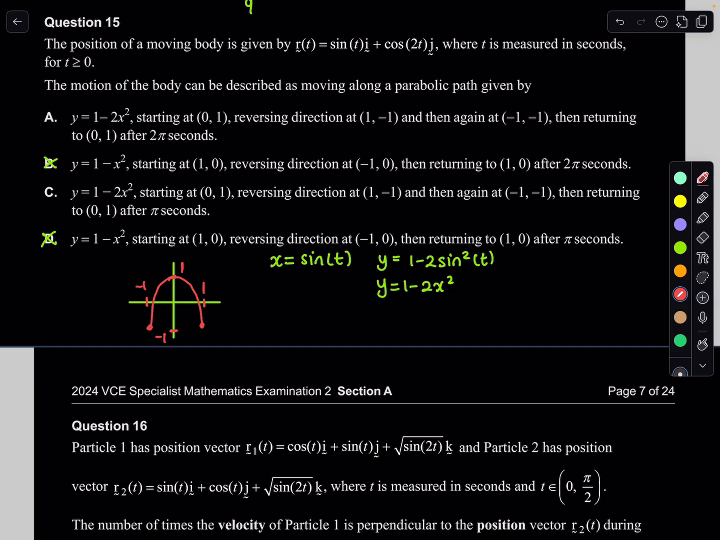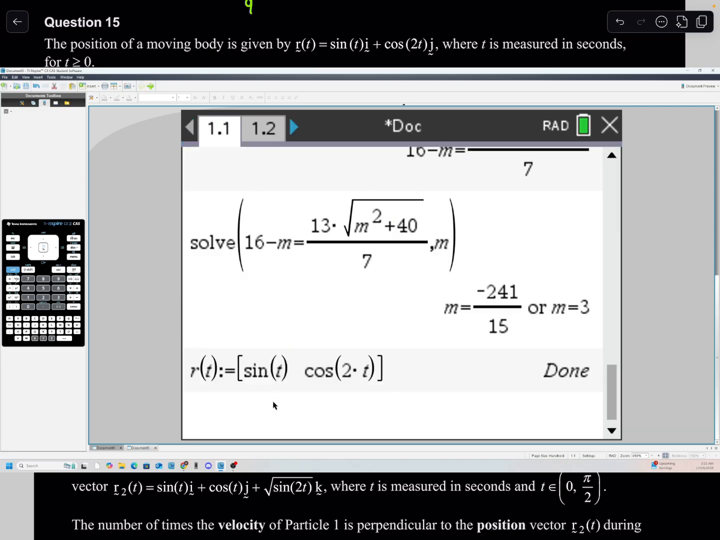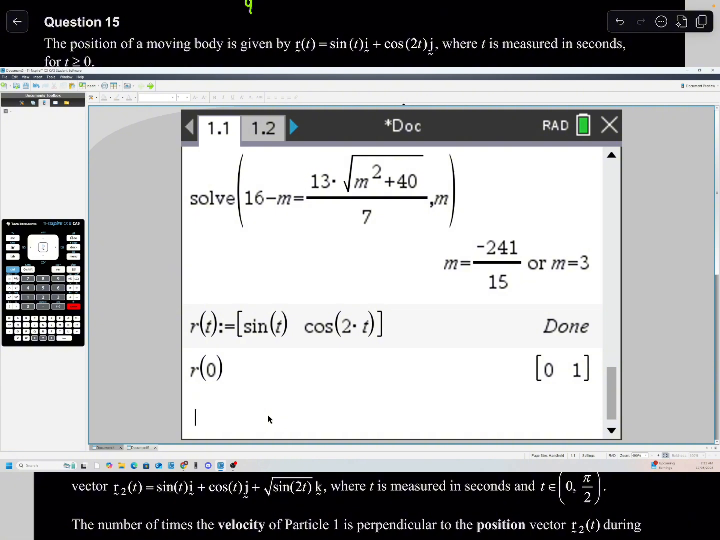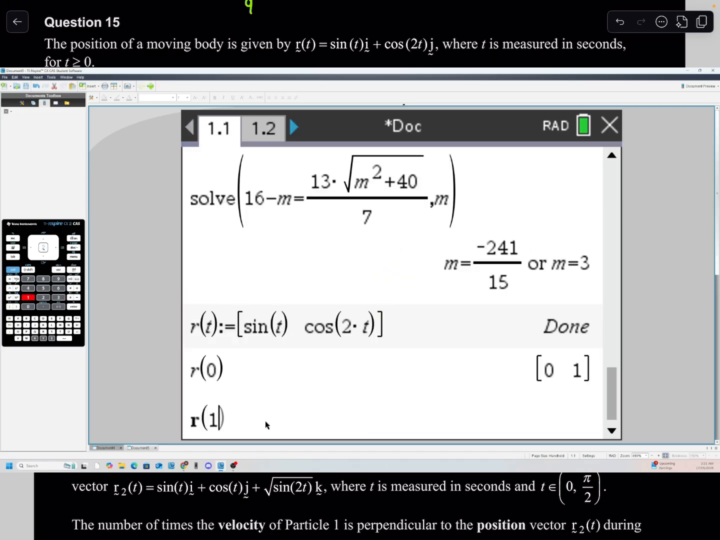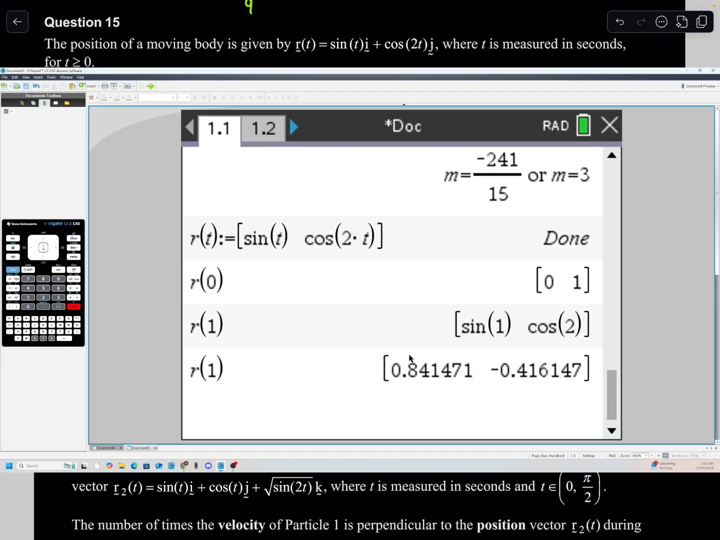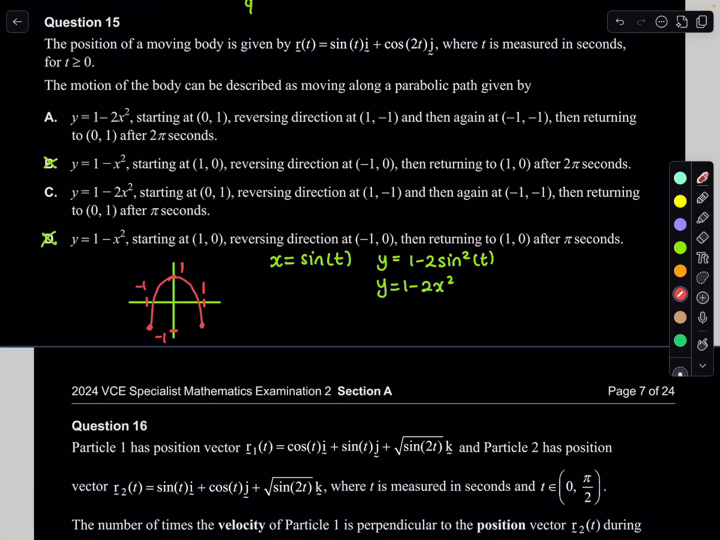Let's go back to our calculator and see. Does it start at (0, 1)? What I'm going to do is write R of 0. So when t equals 0, where does it start initially? Yes, it starts at (0, 1). Imagine it starts at (0, 1) here. Now let's say 1 second later, what happens? So R of 1. Then it becomes 0.84, and so on. Okay, that's a little bit hard to understand what's happening here, so let's come back to our iPad.